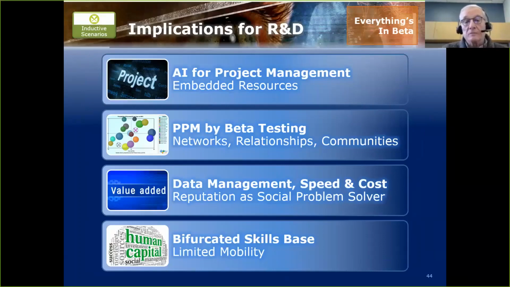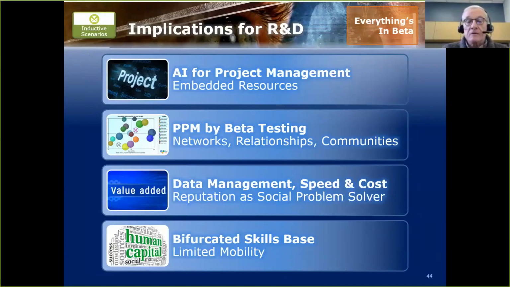Everything's in beta, where things are just launched so fast, you just bring them back and fix. So very iterative product development. More AI for project management. Project portfolio management will be done by beta testing. Things will be out so fast, you'll have data right away. Value added will be as a problem solver, and a very bifurcated skills base, some that will be very mobile and some not. So those are some of the things we thought would impact the management of R&D in those 4 scenarios. And there are others.